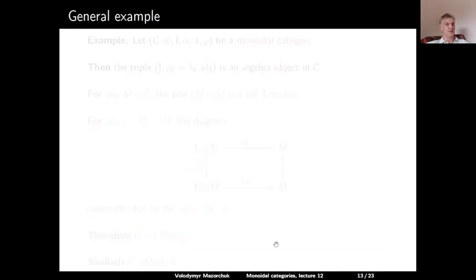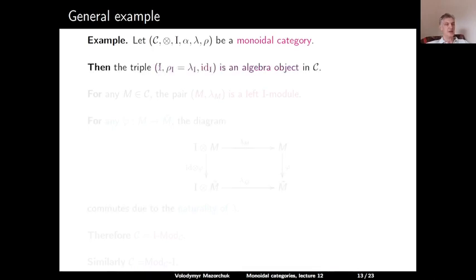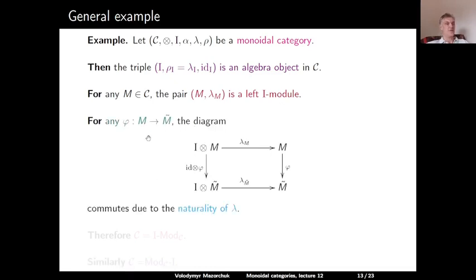Here is one very general example. Let C be a monoidal category. Then the triple consisting of the identity object I, the multiplication given by the right uniter evaluated at I, which is equal to the left uniter evaluated at I, and then the unit map, which is given just by the identity on I, is an algebra object in C. Moreover, for any M in C, the pair M and the left uniter evaluated at M is a left I module. Further, for any morphism phi from any M to any M prime, the left uniter diagram for lambda and phi commutes.